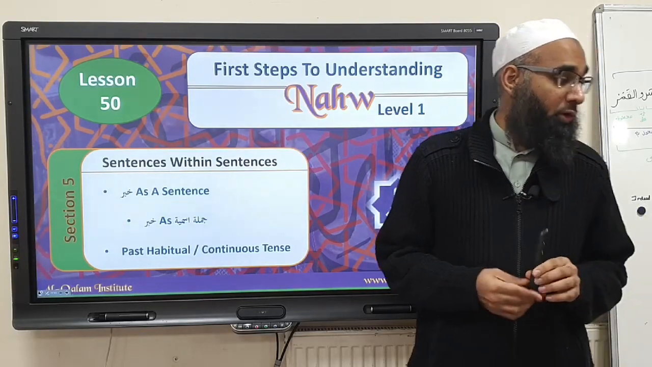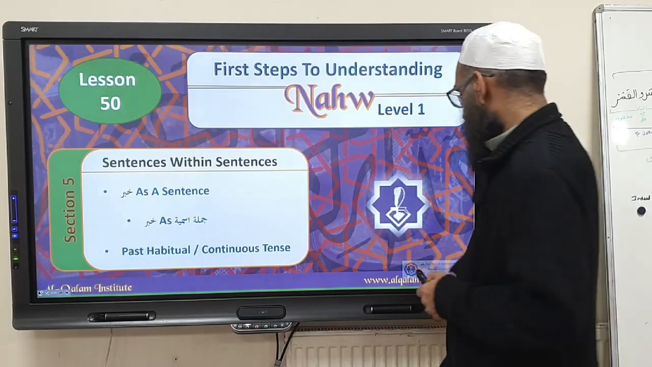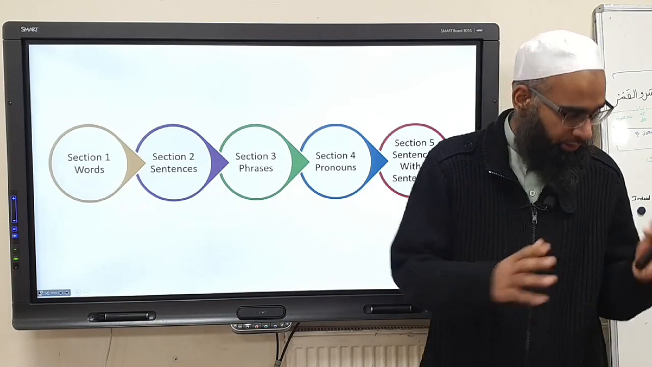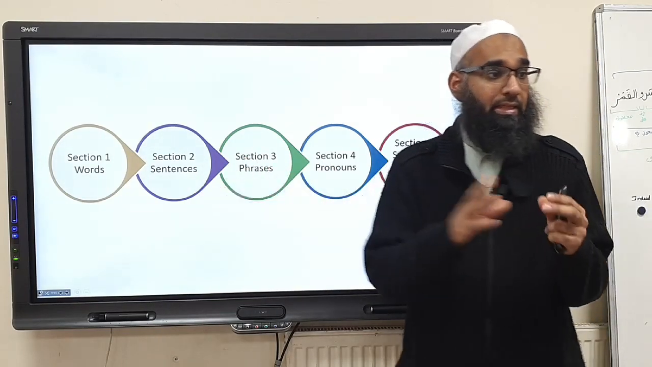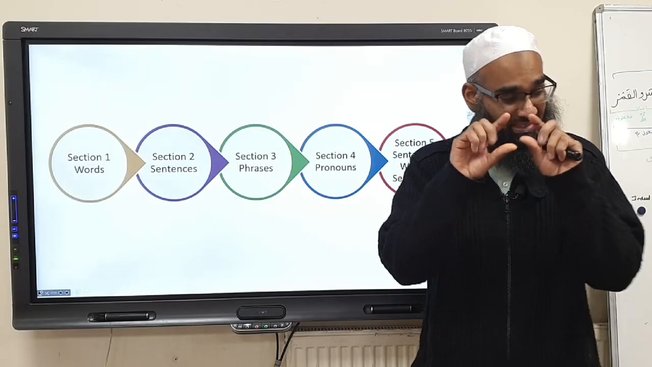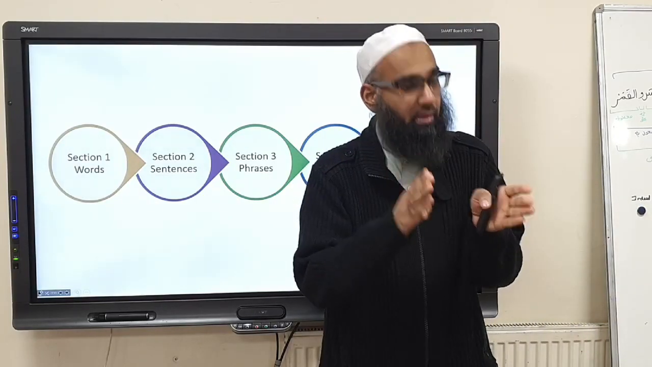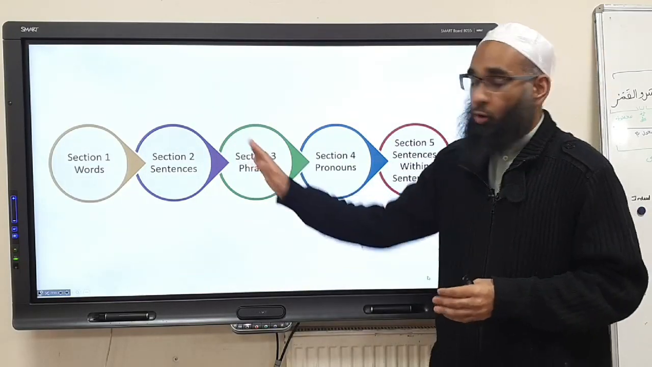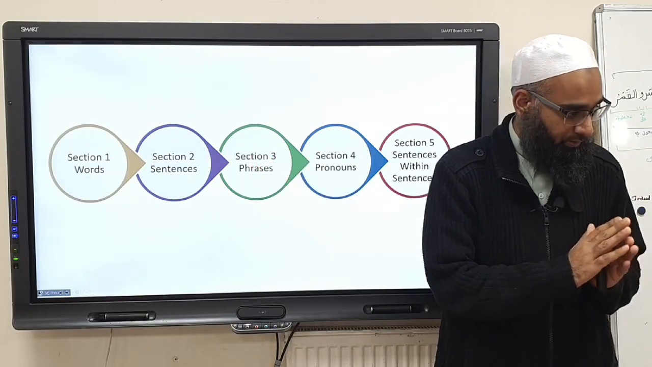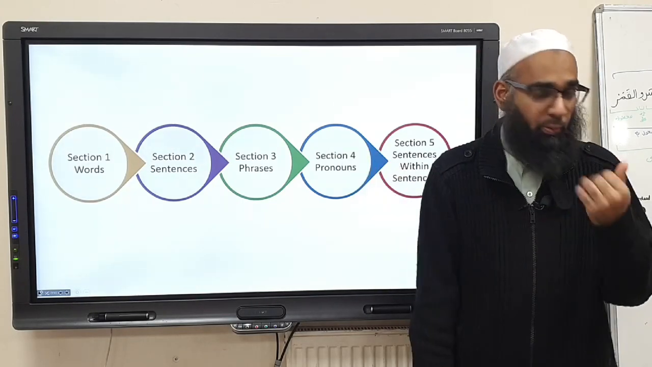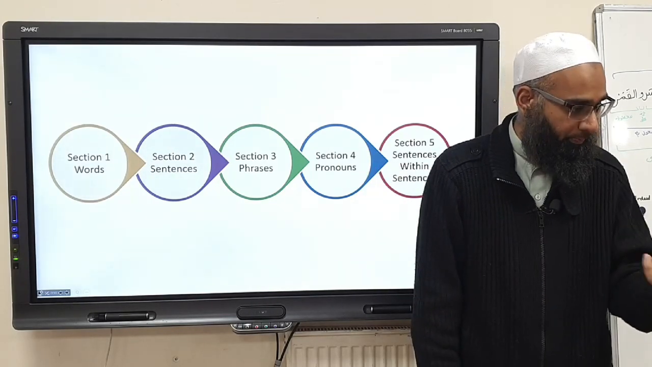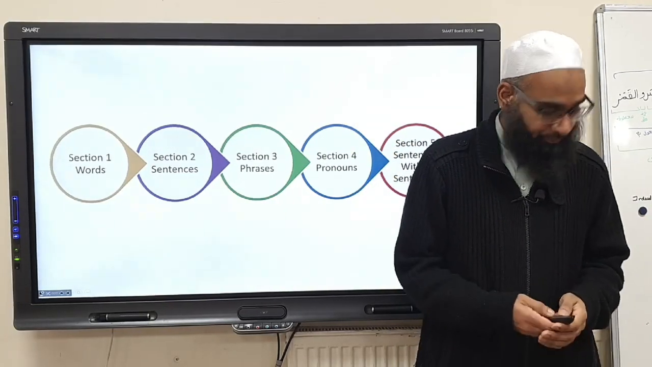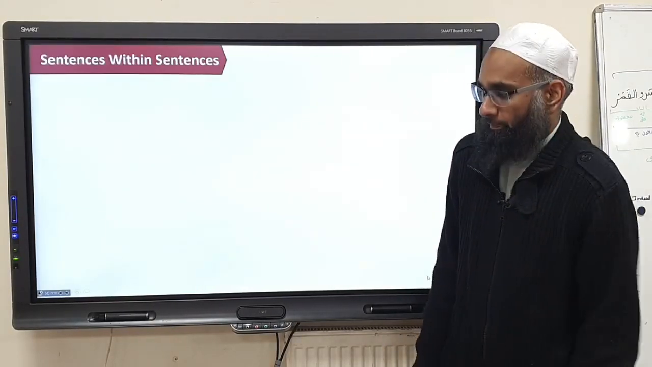So currently we've moved on to section 5, where we are discussing sentences within sentences. We had words, we put those words in sentences, then we studied the main parts of a sentence: the mubtada, khabar, the fa'il, maf'ul bihi, thani, hal. And we said that any of those main slots can be broken down into what? Into a phrase. Then we said that the mubtada and certain other words can become a pronoun. Now we are making those slots into sentences. Correct? Anybody following me? Okay.